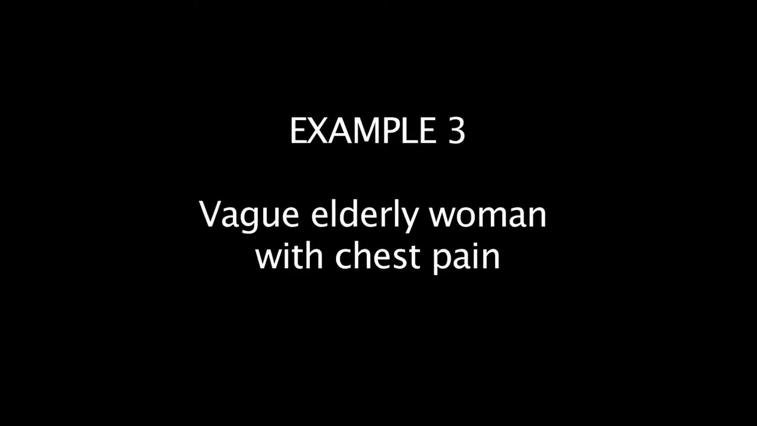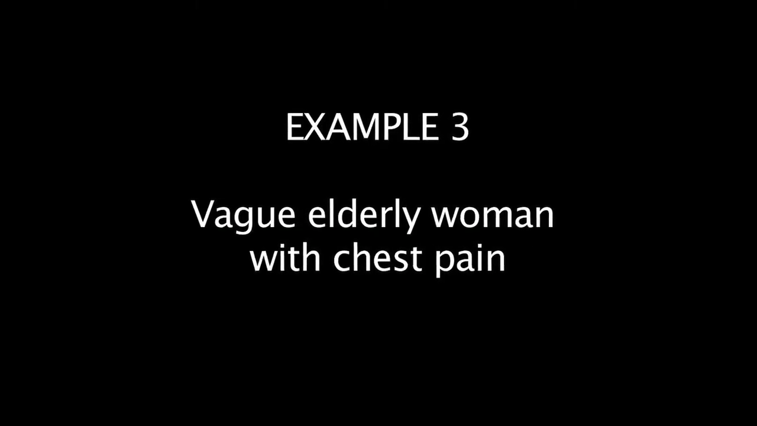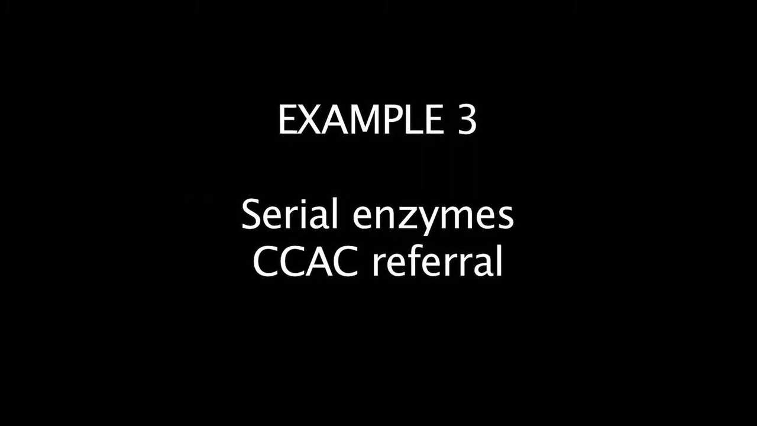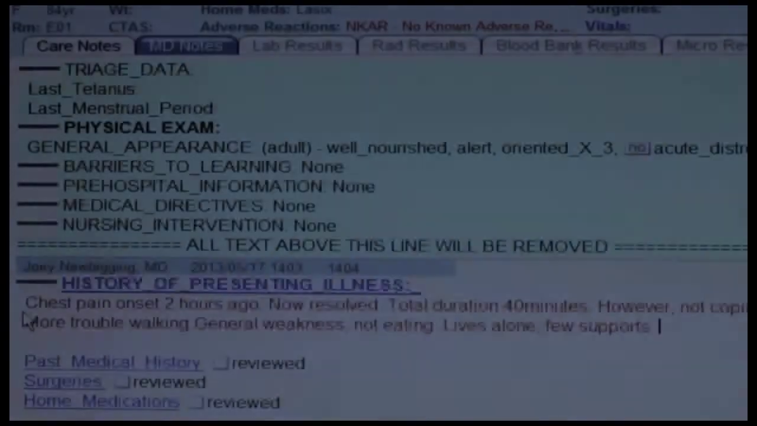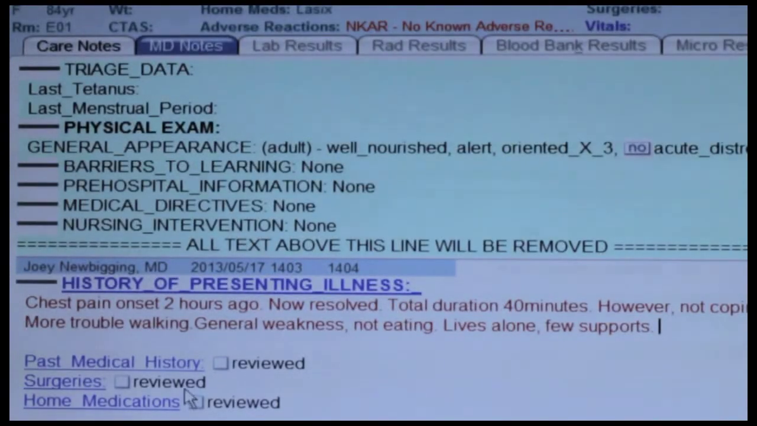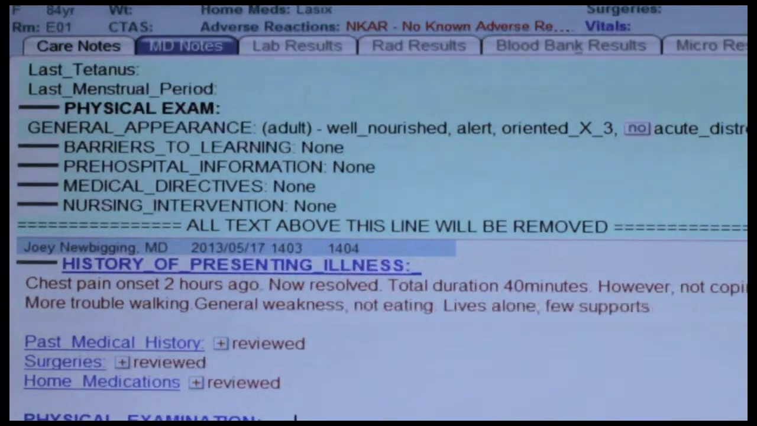In order to illustrate how to use some reassessment codes and some forms, I'm going to use the example of a vague elderly woman with some chest pain that ends up requiring serial enzymes and subsequent CCAC referral. As in previous examples, drop and complete a history and physical template. This woman had blood work, troponins, and an EKG done. When these came back, she was reassessed.